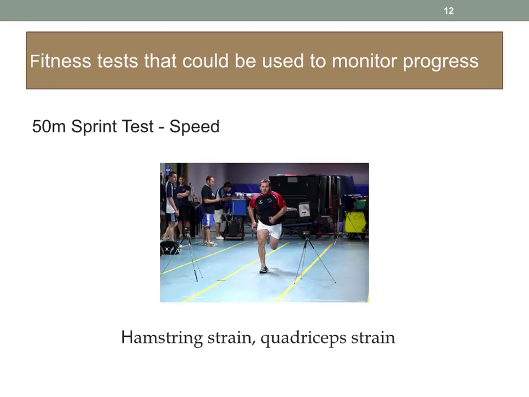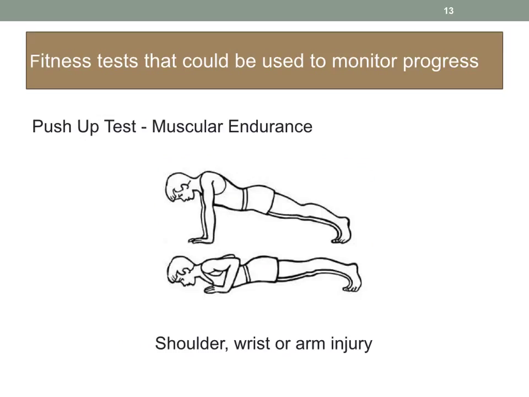The 50-metre sprint test measures speed. Great test for an athlete that's experienced a hamstring strain or a quadriceps strain. Again, speed levels can be monitored, their times can be monitored over time, and throughout the rehab program you can then compare back to pre-injury levels, and this can determine their readiness to return.